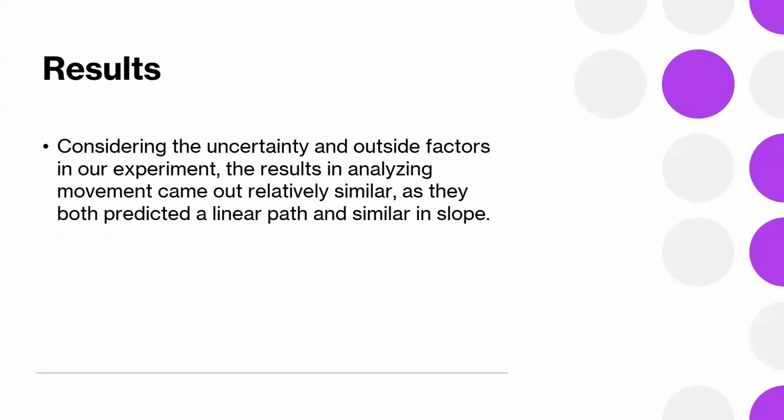Considering the uncertainty and outside factors of our experiment, I'd say the results in analyzing movement came out relatively similar, as they both predicted a linear path and similar slope. We predicted that there would be uncertainty, but the uncertainty isn't that significant. And I'd say that this model in Python does predict real-life motion pretty well.